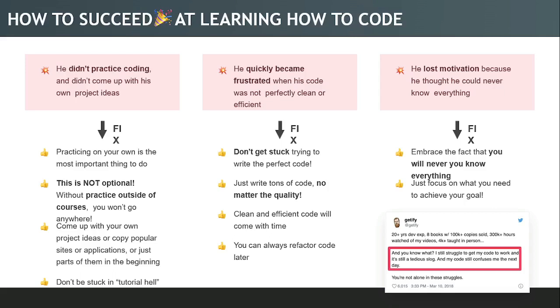He lost motivation because he thought he could never know everything. Embrace the fact that you will never know everything. Just focus on what you need to achieve your goal. Even senior developers up to now, they don't know everything. Even me myself, every day I'm learning. So embrace the fact that you can't know everything. Just focus on what you need to achieve for that particular goal. So if you are building maybe a calculator, only focus on the calculator or what you need to do with the calculator, and that will be it.